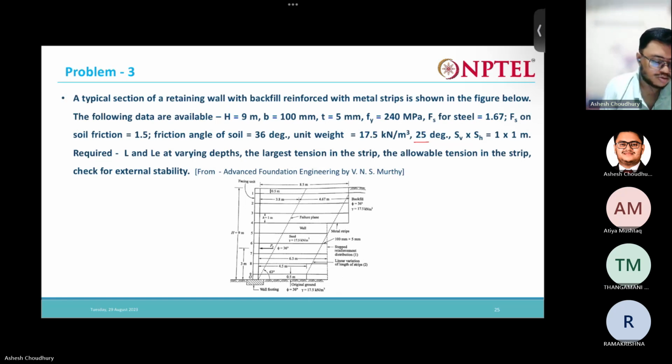All right, so what is required? The L and the LE at varying depths, the largest tension in the strip, the allowable tension in the strip, and the check for external stability. Let us do them one by one. Here we will be solving it in a different way from the method we used for the previous problem. So let us start.